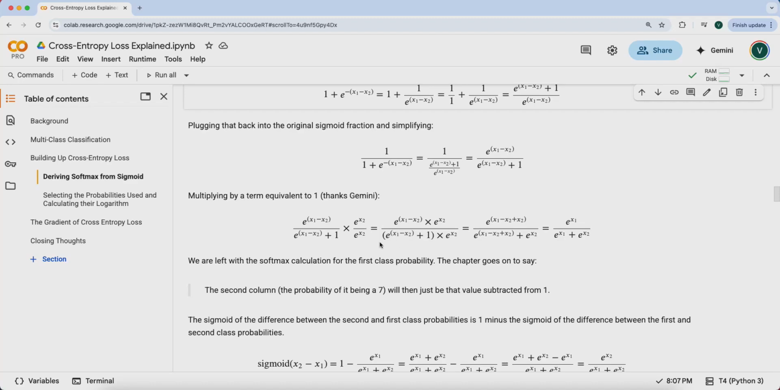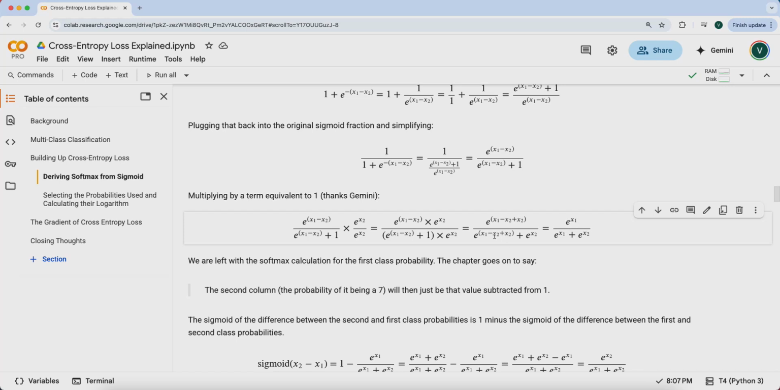So what I get is e to the (x1 minus x2). When we multiply it by e to the x2, that becomes a plus x2. And then e to the x2 times 1 is just e to the x2. On the numerator, we get the same type of action: (x1 minus x2) multiplied by e to the x2 adds that x2 in the exponent. So the negative x2 and positive x2 cancel out, and I get e to the x1.